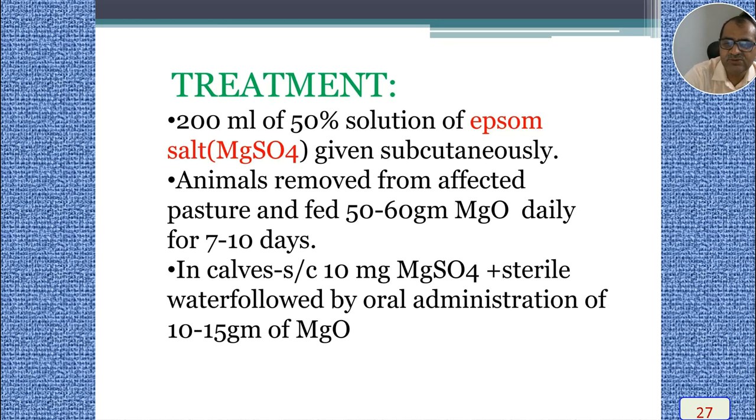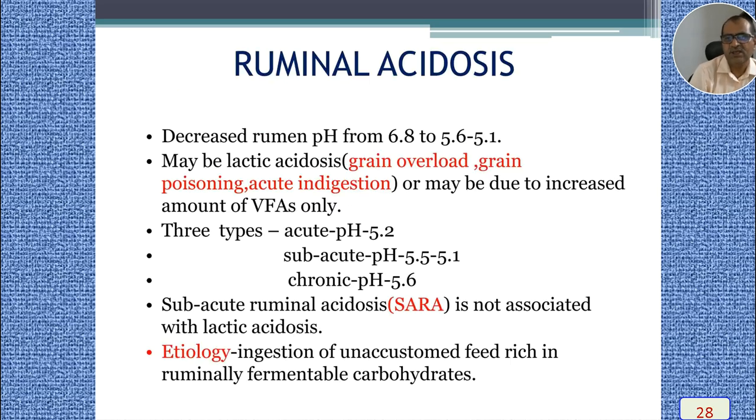Animals should be removed from the affected pasture and fed 50 to 60 grams of magnesium oxide, because magnesium sulfate is not well absorbed in the intestine and cannot supplement magnesium in sufficient quantity. In cows, subcutaneous 10 milligram MBSF4 plus sterile water, followed by oral administration of 10 to 15 grams of magnesium oxide. Also, animals should be kept away from sudden lush green pasture, which will lead to hypomagnesemic tetany.